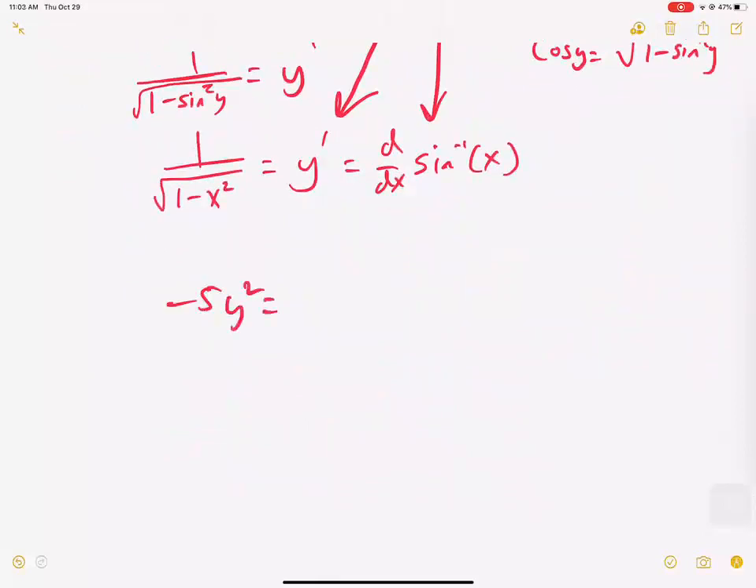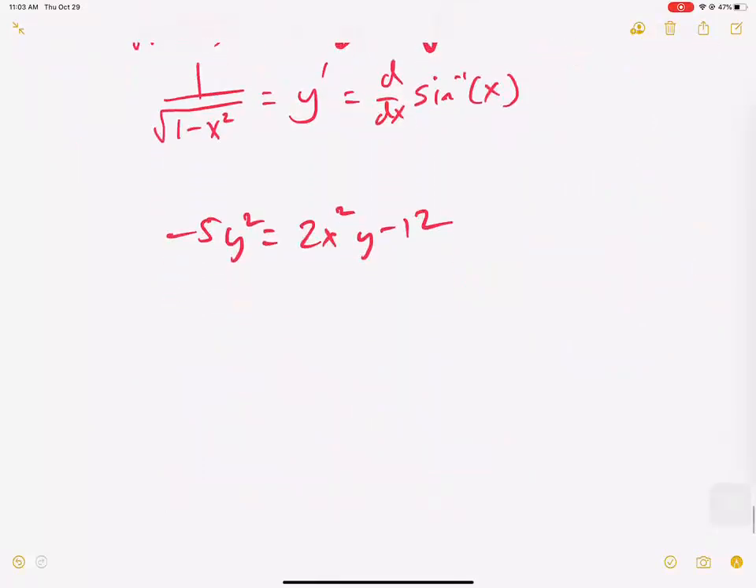Let me do negative 5y squared equals 2x squared y minus 12. Now we're looking for y prime.